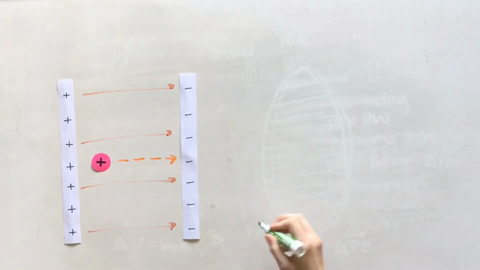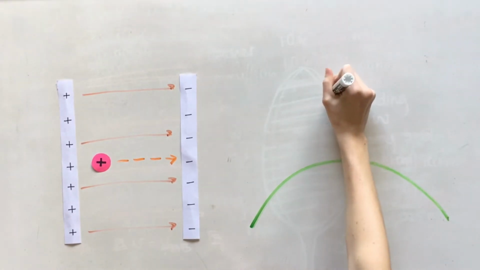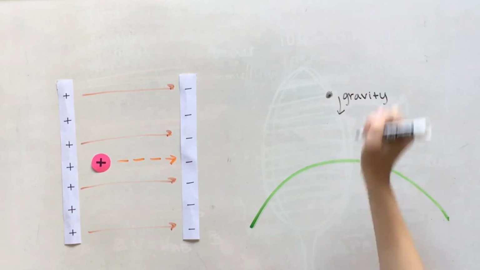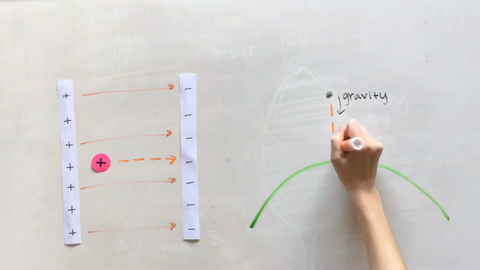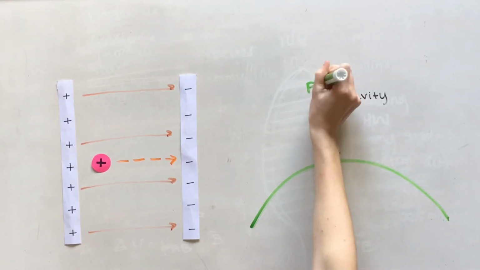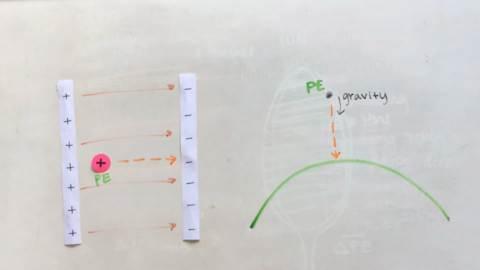This is analogous with the situation of the Earth. We have the Earth and a ball above the Earth. Gravity pulls down on the ball, pulling it towards the Earth. So we can see that the ball wants to move in a downward direction. In the situation of the Earth, we have potential gravitational energy. But in the situation of our electric field, we have electric potential.